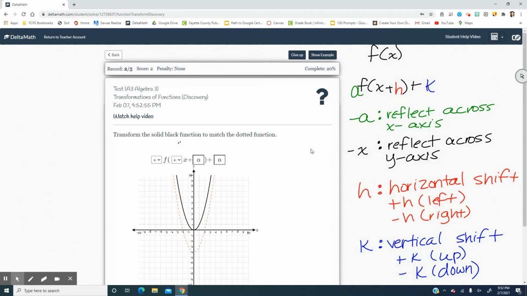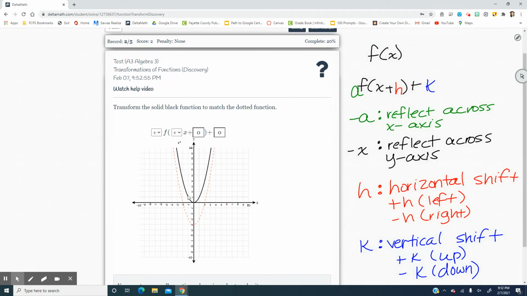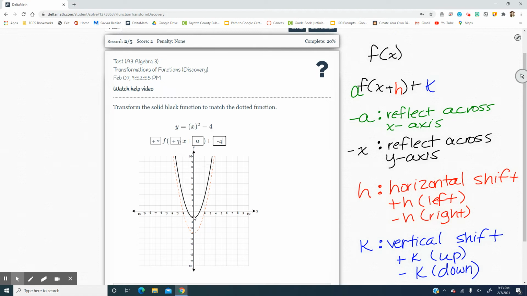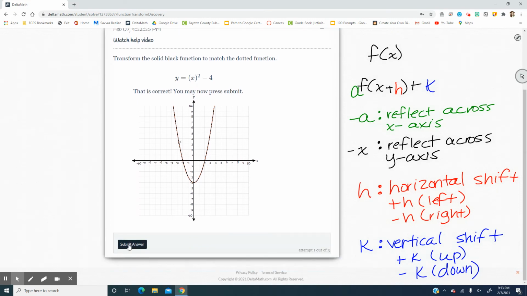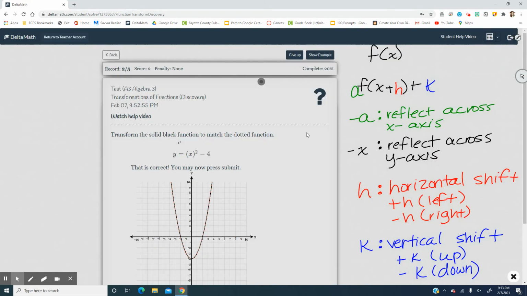So let's try another one. You've got 5 of them you have to do. This time I have parabolas. Now let's see. It looks like I need to make this go down some. So I want to go down, so I'm going to change this number at the end. It's a number that's outside the parentheses. It was at 0. I want it to go down 4, so let's change it to a negative 4. Hey, that's all I had to do. Submit that. There we go.